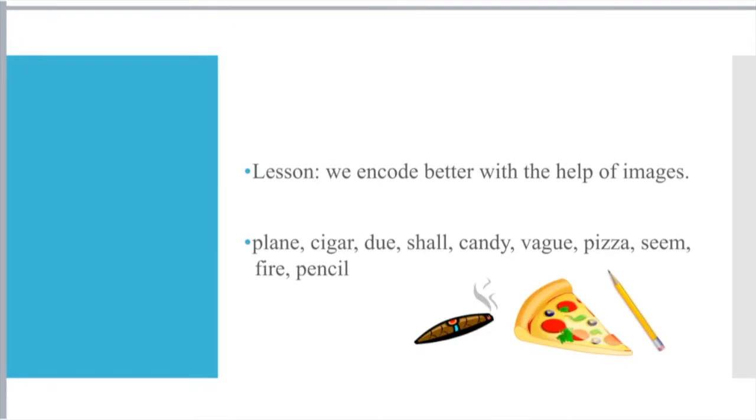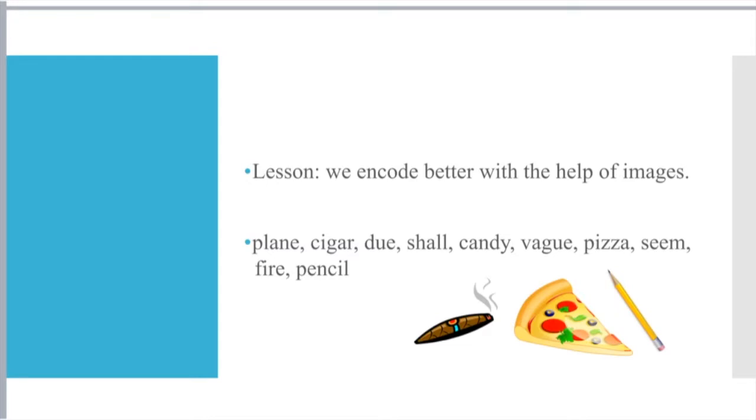All right. We encode better with the help of images. The things in our list, plain, cigar, do, shall, candy, vague, pizza, seam, fire, pencil, those are things that you can visualize and therefore are things that you are more likely to remember. Cross-reference your list. Did you remember the words do and shall and seem and vague? Did you remember those words or did you remember more of the poignant visual words, right? So again, a bunch of things go into how we encode, how we take in information.